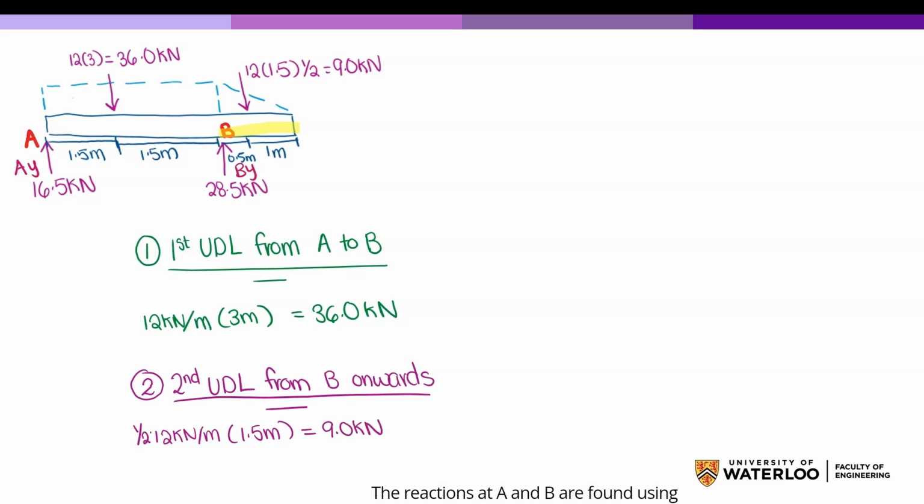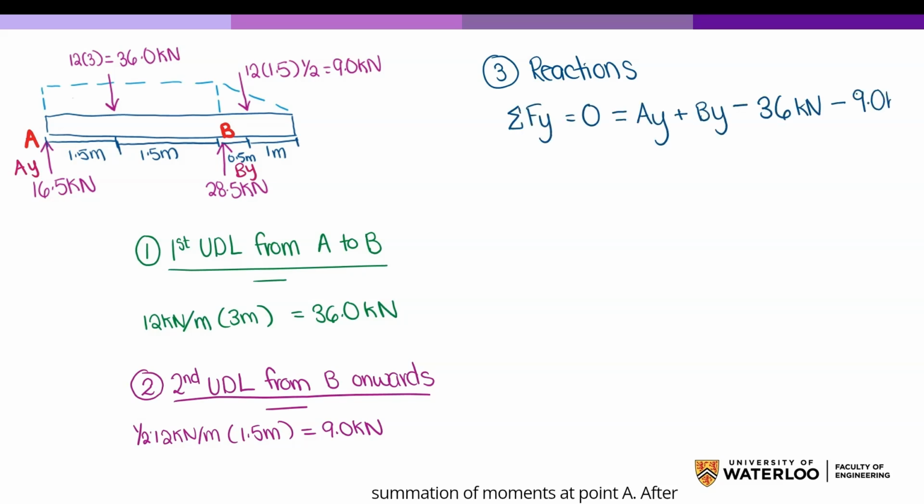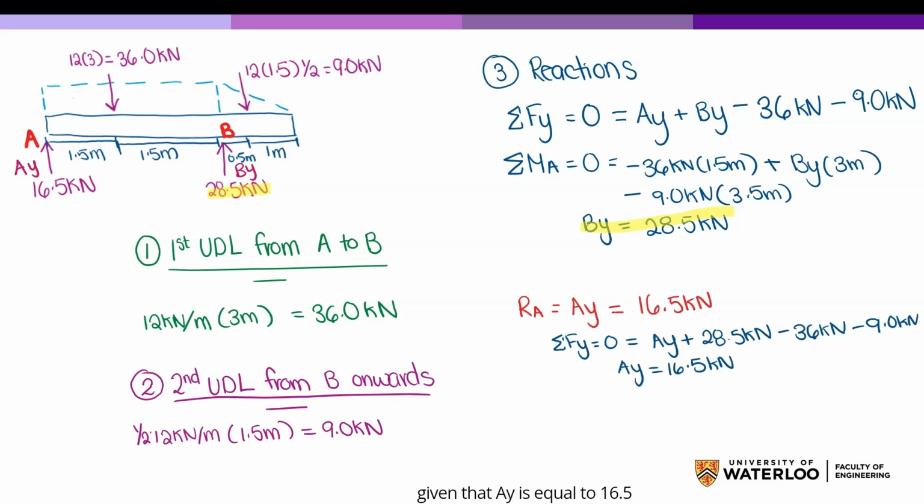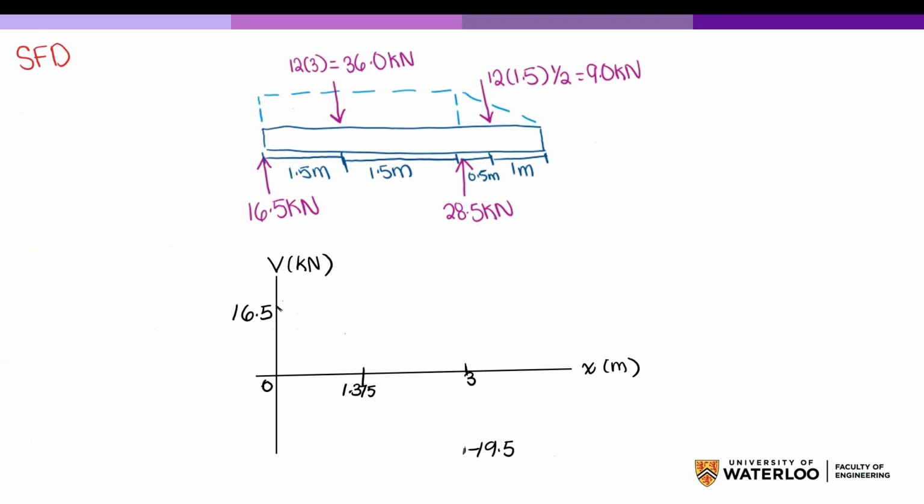The reactions at A and B are found using static equilibrium, so the summation of forces in the y direction and the summation of moments at point A. After solving the reactions at A and B, we get that Ay is equal to 16.5 kilonewtons and By is 28.5 kilonewtons. So at A, when x is equal to 0, the reaction force of Ay equal to 16.5 kilonewtons causes an upward jump in the shear force.